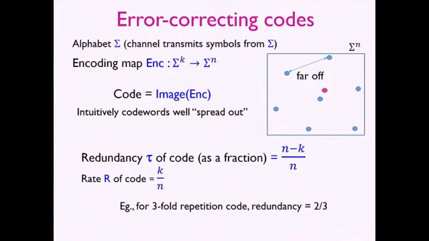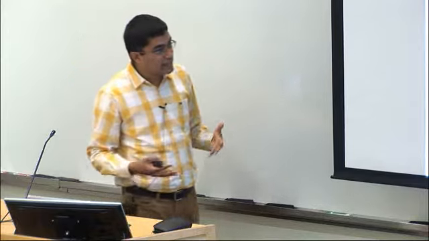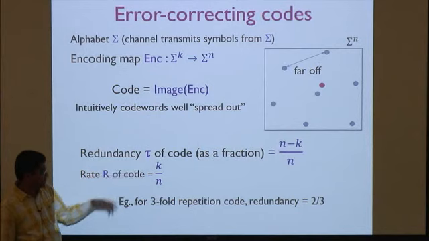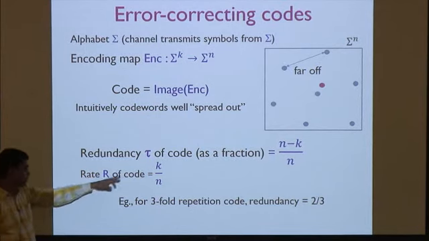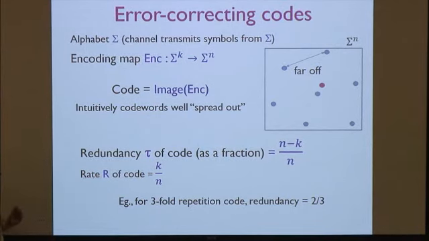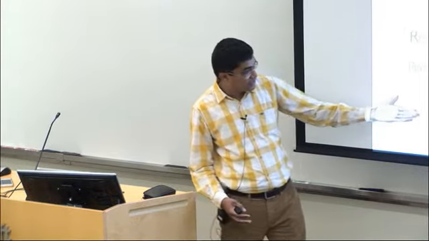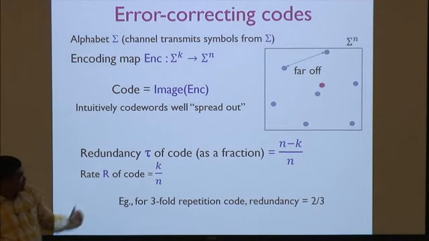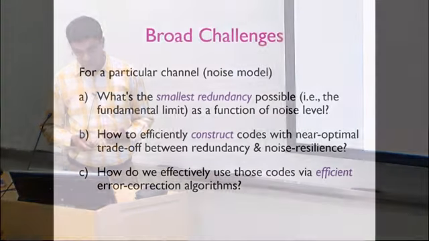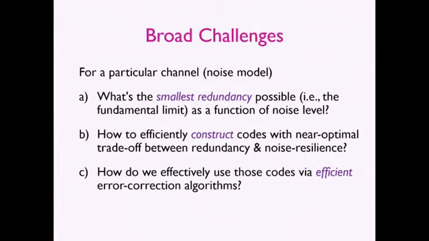An important measure of efficiency of a code is the redundancy of a code, because you're sending n symbols, but only k of them are actual data. So n minus k of those are redundant. As a ratio with n, that's the percentage of symbols which are redundant, and equivalently 1 minus tau is the rate of the code. For example, for the 3-fold repetition code, the redundancy is 2/3. The idea is that you would like to keep the redundancy small while still doing the error correction as needed, and this is really the broad challenge.